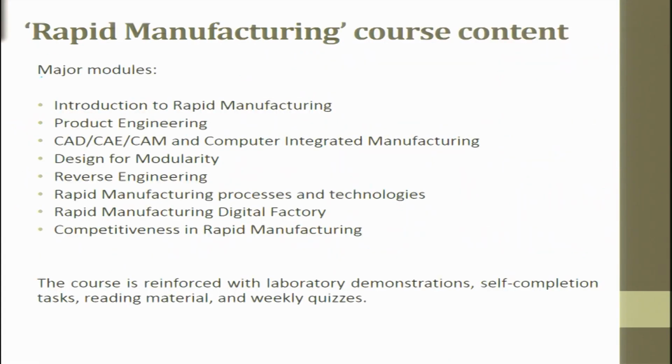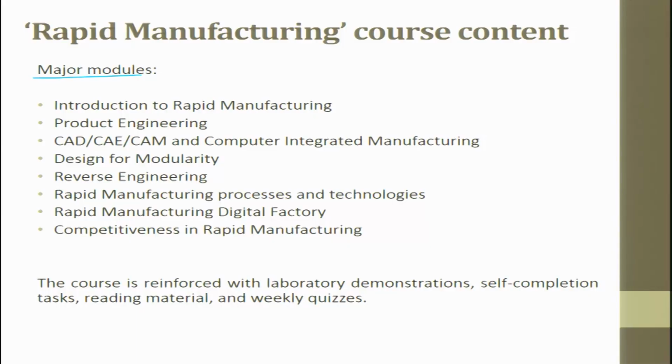The major modules which we are going to cover are: introduction to rapid manufacturing, then product engineering. We will talk a little bit about CAD, which is computer aided design, and CAE, which is computer aided engineering. Then we will study CAM, computer aided manufacturing, and computer integrated manufacturing. CAD is only the drawing; a drawing with simulation and optimization is CAE; and when it gets transferred for manufacturing it is called CAM, and CAM with the office automation in an industry is called computer integrated manufacturing. Then we will try to see design for modularity.